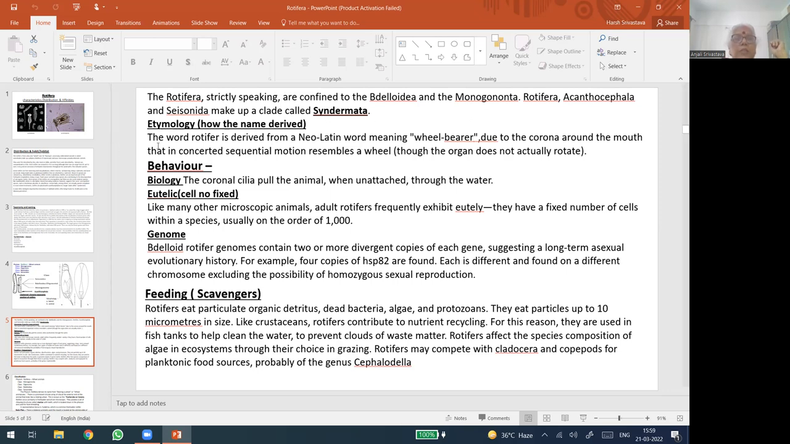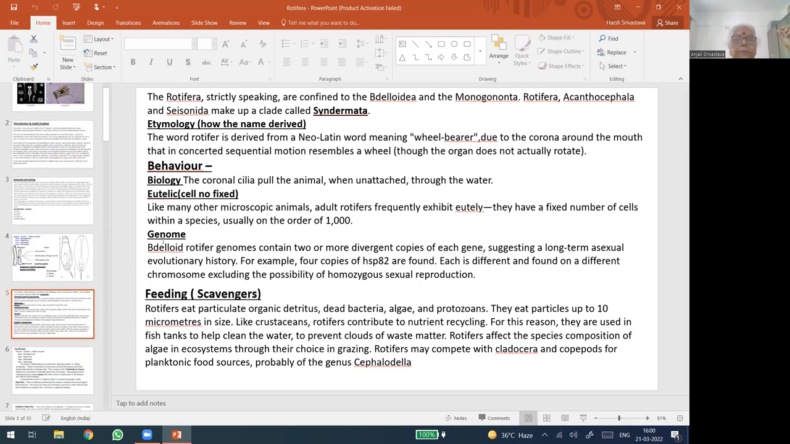Now, etymology, as we have already seen, the name is on the basis of a Neo-Latin word meaning wheel bearer. Due to the corona around the mouth, the sequential motion resembles a wheel. It looks like a wheel, but it is not movable. It does not turn like a wheel.